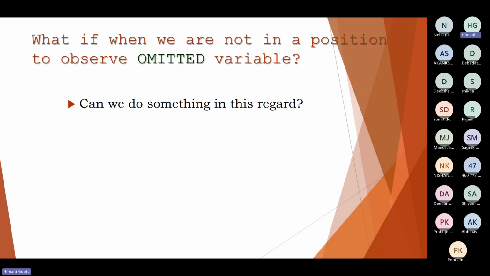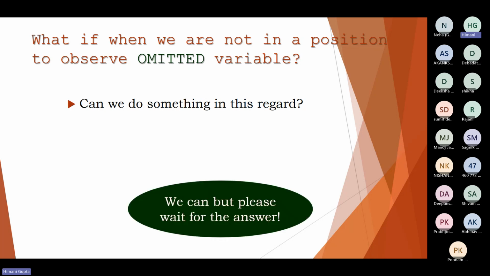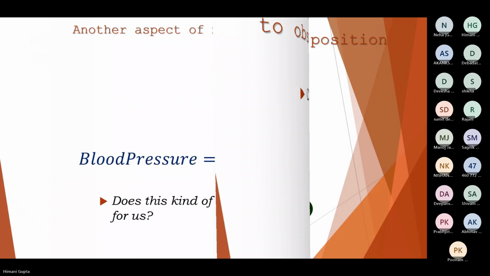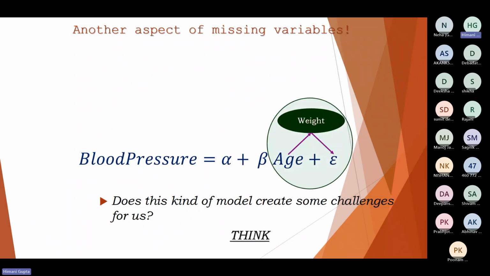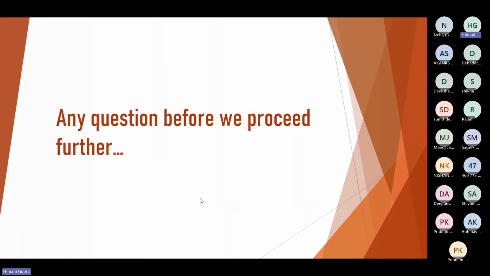So if it is observed, what I'll do, I'll take it out. I can include it in the independent variable. If I'm not able to observe it, then what can we do? So what we have learned till now is that this weight was sitting in the error term and it was related to the age. So we have included that thing.